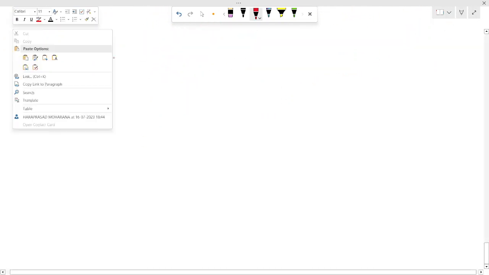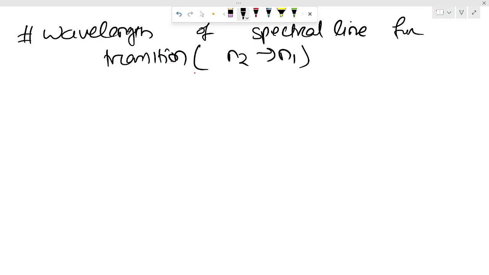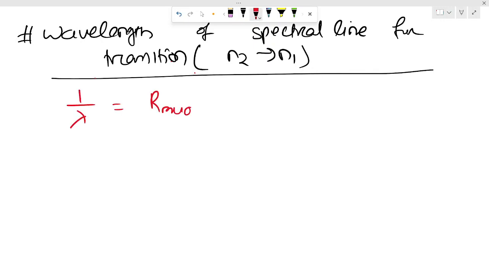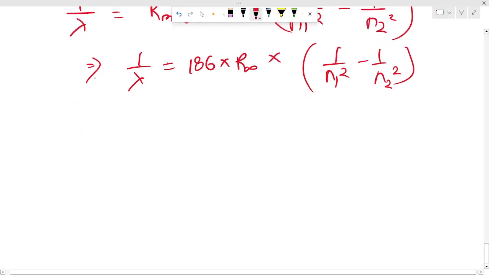If I have to find out the wavelength of spectral line for transition, I am doing an example for you. Transition n₂ to n₁, what will it be? How can I find this out? Let's see. 1 by λ is equal to R muonic, I am doing it for muonic atom only, into 1 by n₁² minus 1 by n₂². So 1 by λ, with R muonic equal to 186 times R infinity, into 1 by n₁² minus 1 by n₂². This one is your expression for wavelength, isn't it?